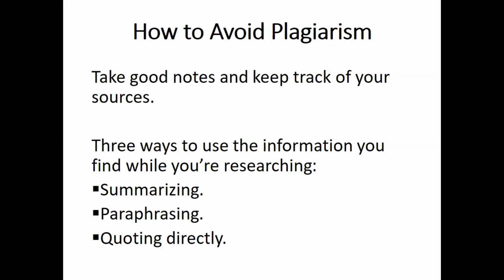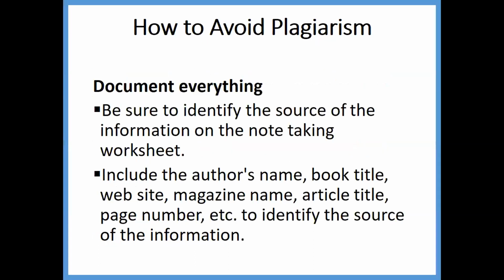Now, to avoid plagiarism, it's important that you take good notes and keep track of your sources. Okay, there are three ways to use information while you're doing your research. You can summarize, you can paraphrase, or you can quote directly. It's important that you document everything. Be sure to identify the source of the information on the note taking worksheet that you should have established. Include your author's name, book title, website, magazine name, article title, page number, everything to identify the source information.